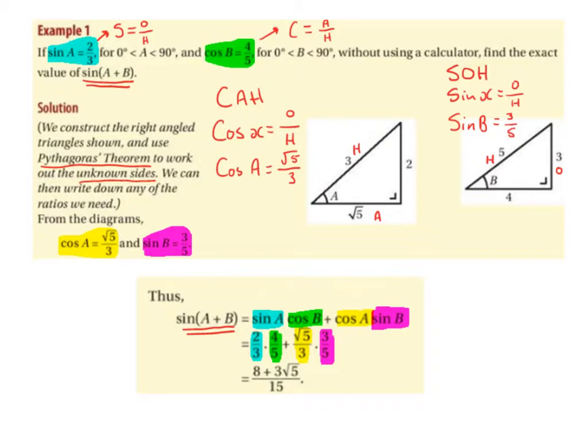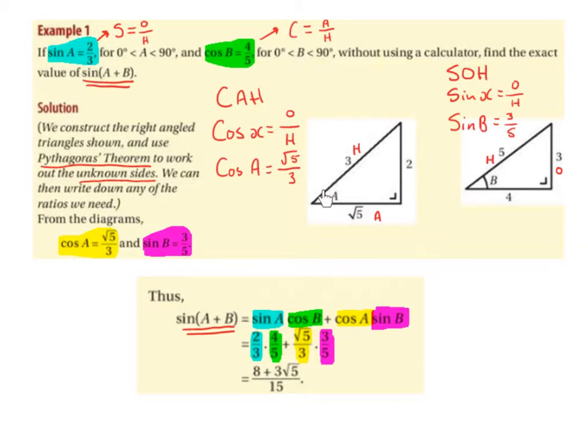Okay, so it's important to note that sine is equal to opposite over hypotenuse, and cos is equal to adjacent over hypotenuse. So we're going to construct the right angle triangles shown and use Pythagoras' theorem to work out the unknown sides. We can then write down any of the ratios we need. So let's take the first right angle triangle.